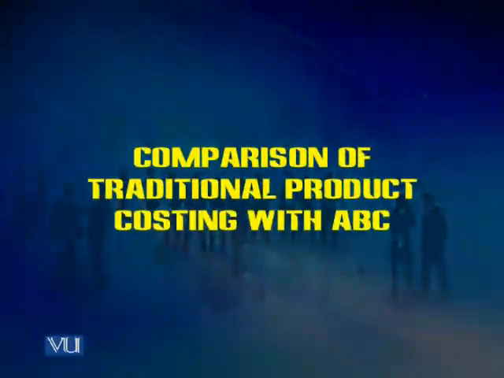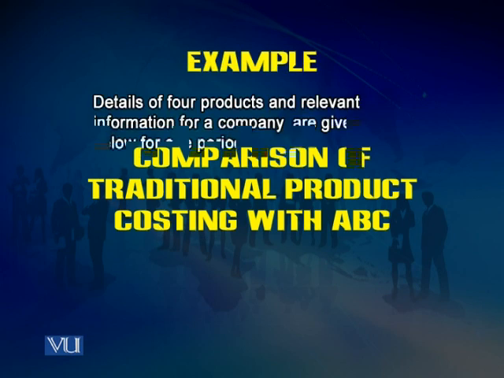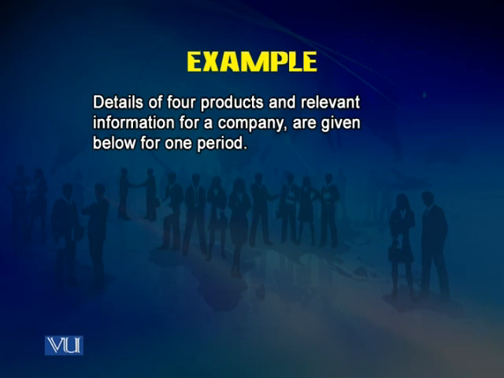We are now going to see an example and try to compare the traditional costing with the ABC costing to understand what the differences are and how these differences can be reflected in the cost of the product. In this example, details of 4 products and relevant information for a company are given below for one period. A period could be a year, it could be 1 month, it could be 1 quarter.